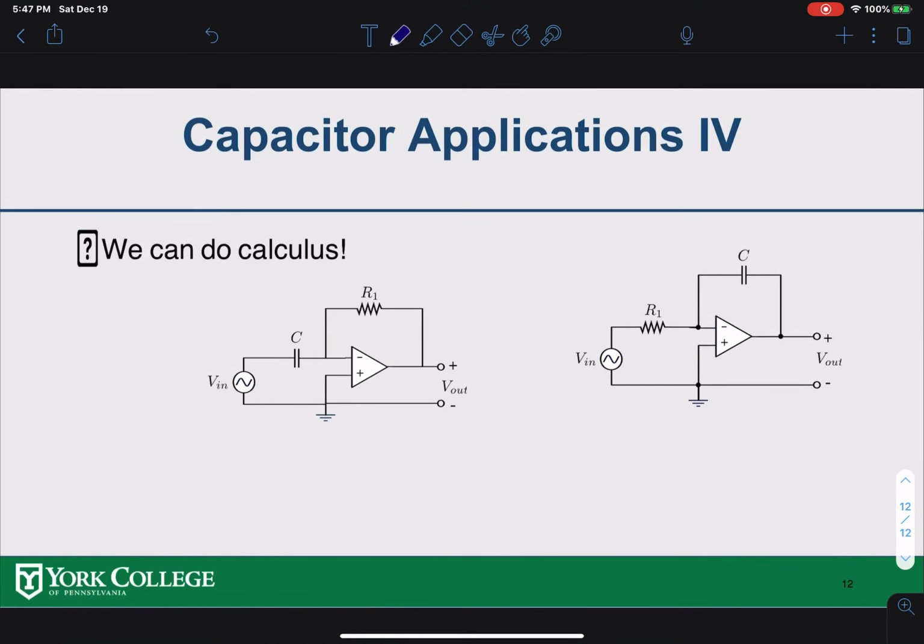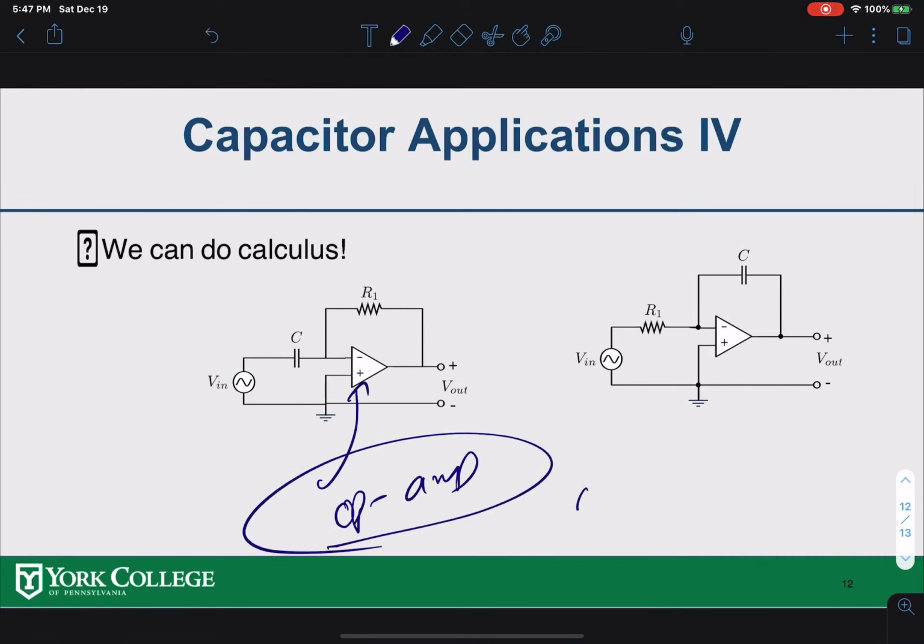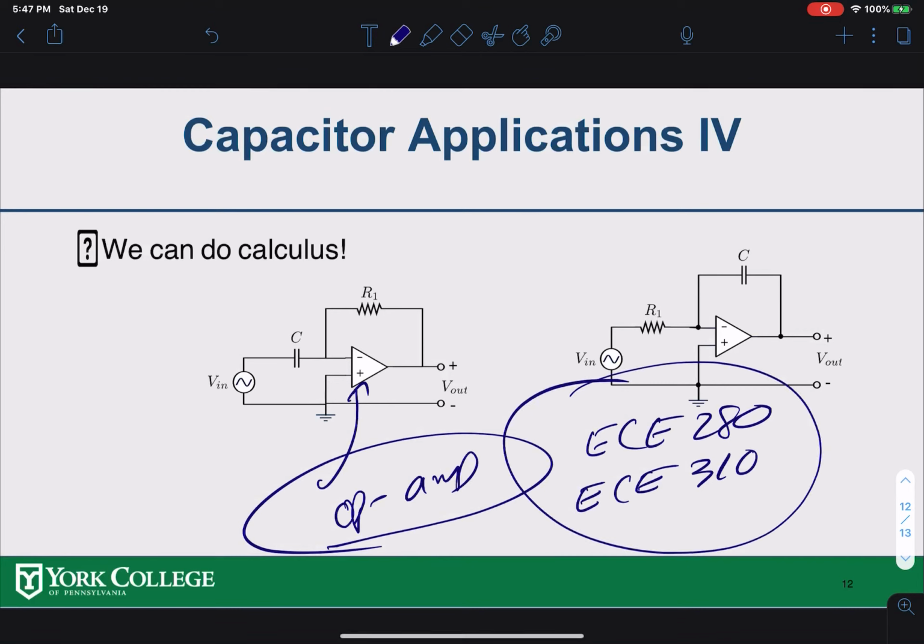You can also make an active filter by using an active device like an op-amp. You will learn them in your ECE310 or ECE280, where we discuss the op-amp and how to make circuits with it. So that's all for the capacitor.